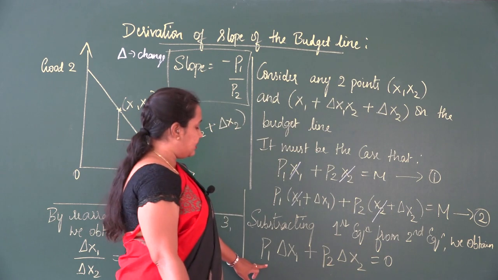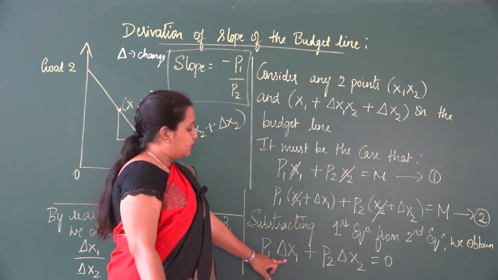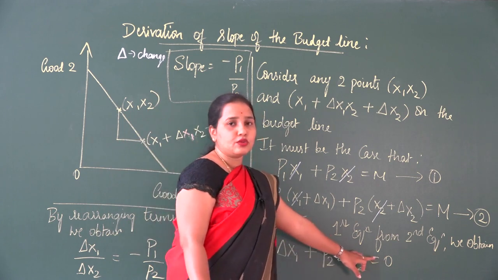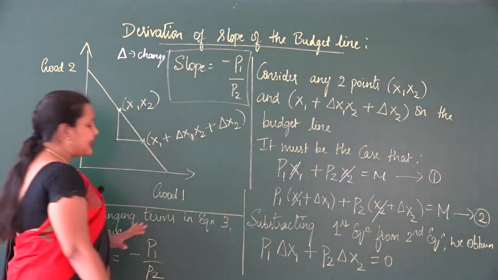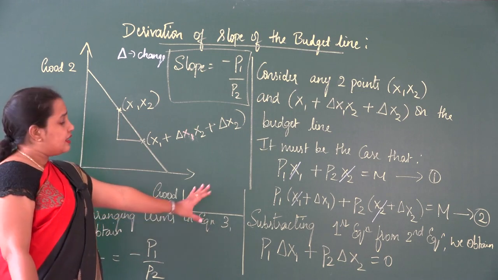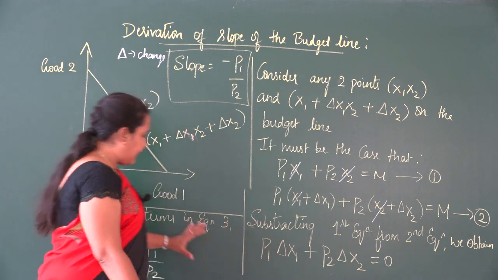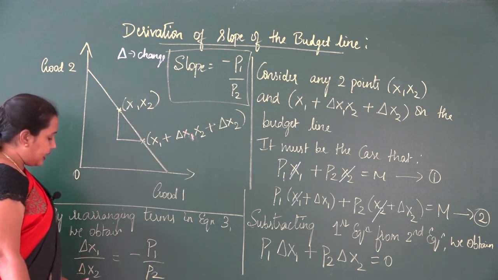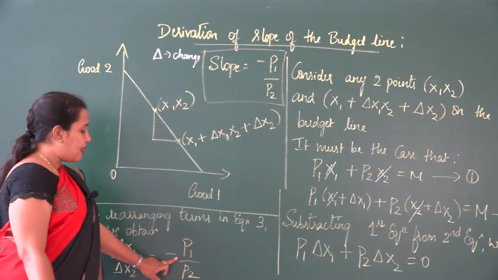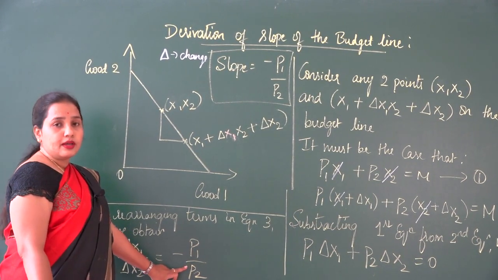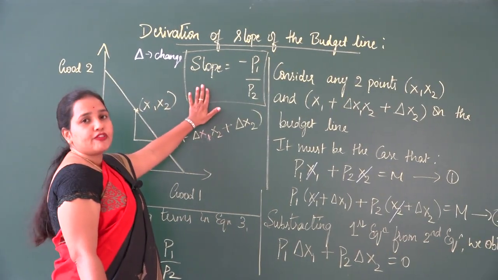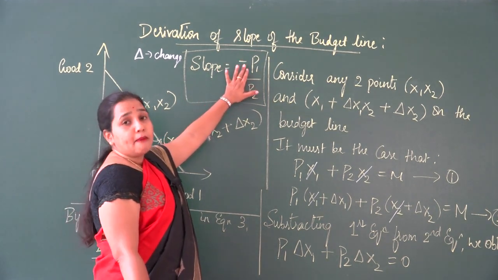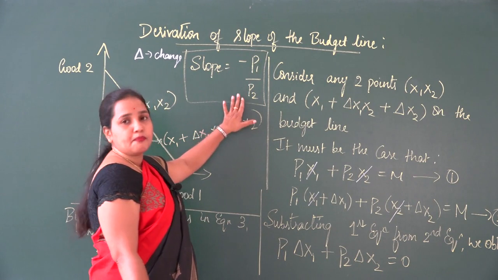So, what are we getting here, students? P1 into delta X1 plus P2 into delta X2 is equal to 0. By rearranging the terms, we get the third equation as delta X1 over delta X2 is equal to minus P1 over P2. Therefore, the slope of the budget line can be obtained just by dividing minus P1 over P2.